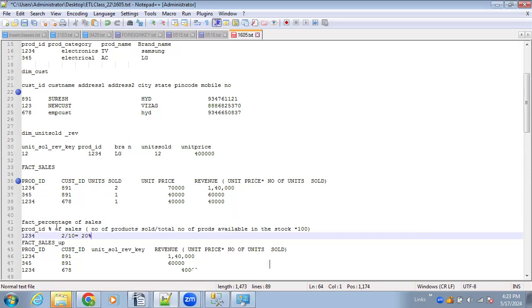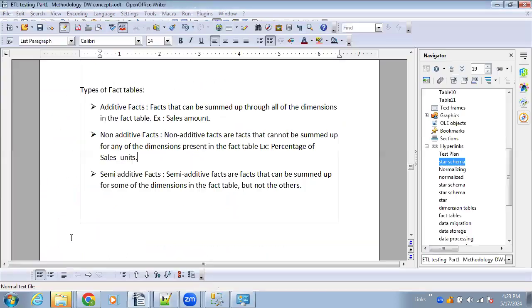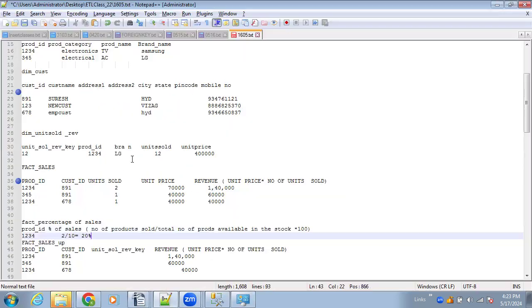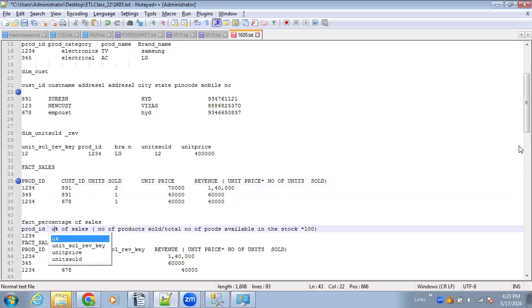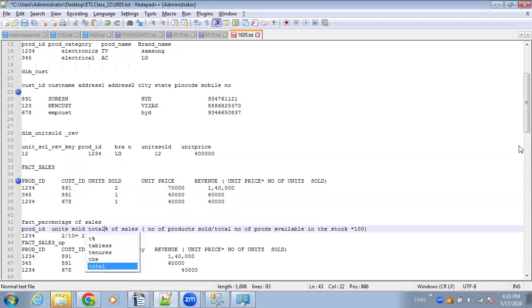So here I'm not using any summation, so that is known as a non-additive fact. I'm just using only this fact to this fact. You can use this product ID and units sold also. Through this fact key reference, you can just generate, or mention over here also, units sold and total units available.